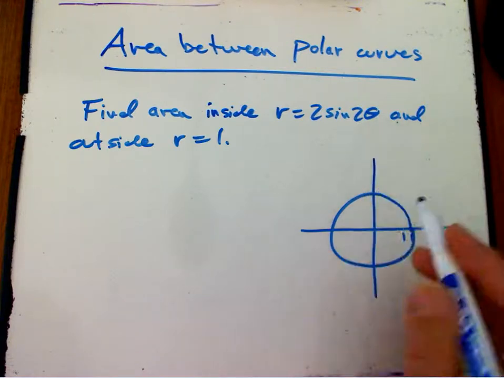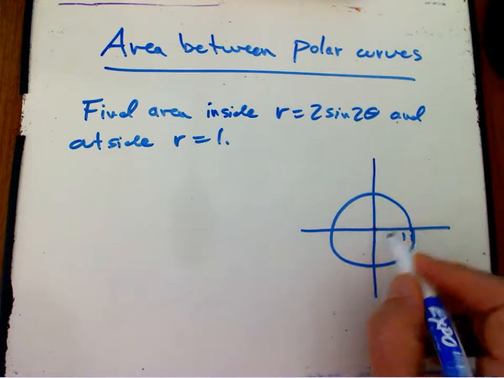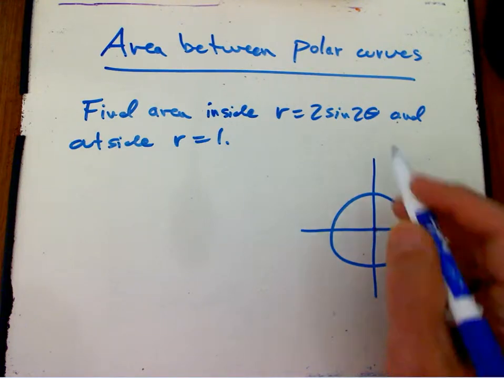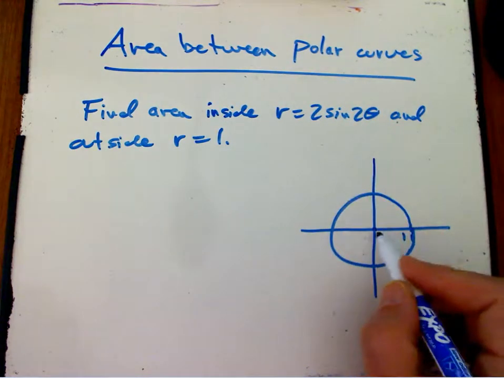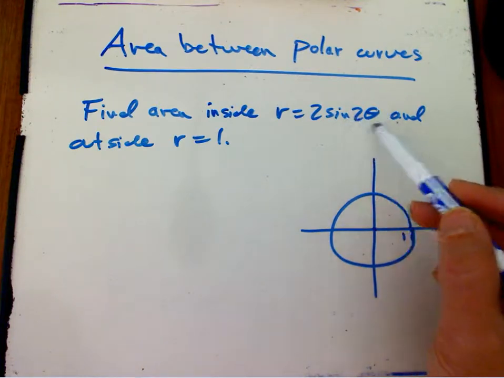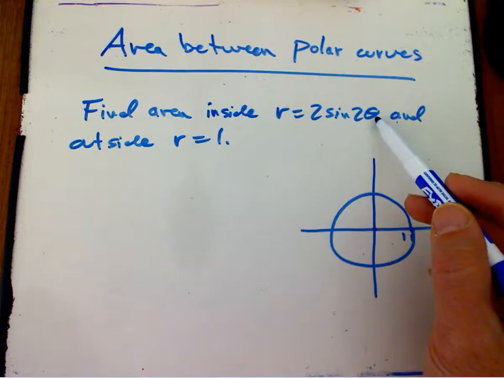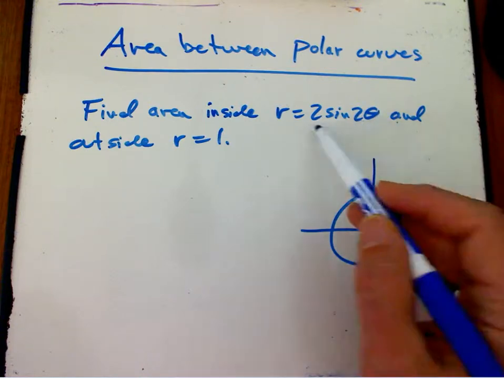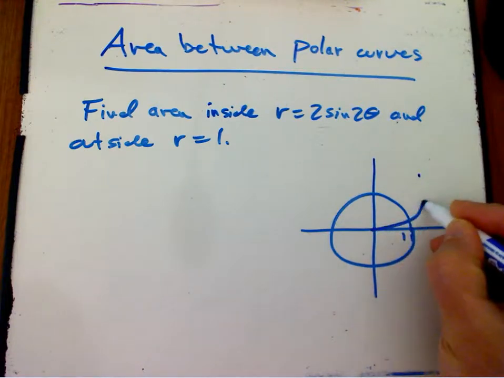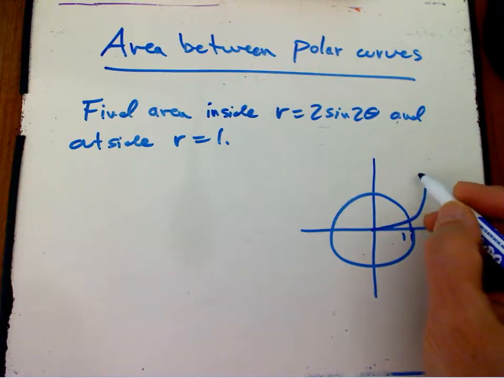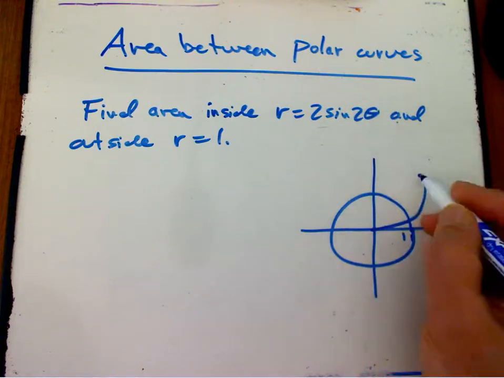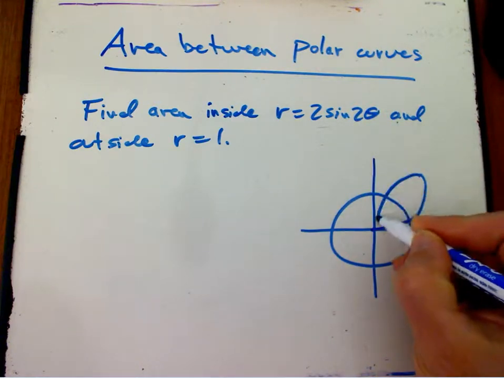When theta equals 0, r equals 0. So when I'm pointing the radar beam this way, it's actually at the origin. As sine 2 theta grows, it's going to go out away from the origin. That's going to max out when 2 theta is pi over 2, or in other words, when theta is pi over 4 and r is going to be 2. So it's going to go out to here. And then come back, and when theta is pi over 2, 2 theta is pi, sine of that is 0, and it's going to come back.